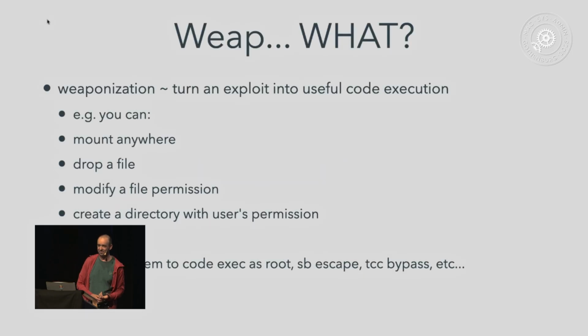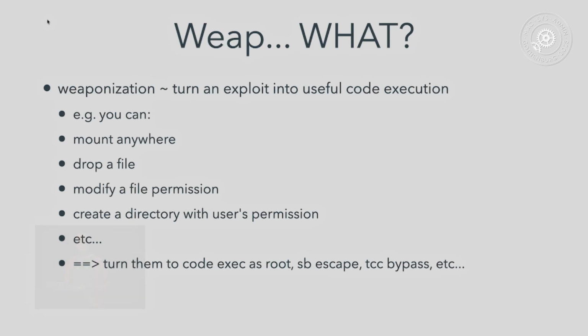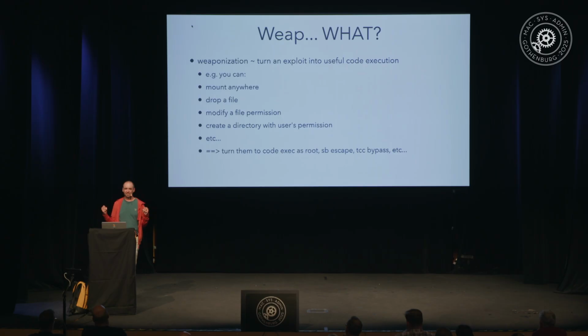Weaponization paths. What is weaponization? So let's say this is where I turn an exploit into some useful code execution. Let's say I have a vulnerability where I can mount, let's say, anywhere on the file system. How do I use this to escape the sandbox, bypass TCC, elevate my privileges to root? Or let's say I have a vulnerability where I can drop a file anywhere on the file system. How do I turn this dropping a file into a full code execution? Or I can modify file permissions. Again, how do I do something useful with this?